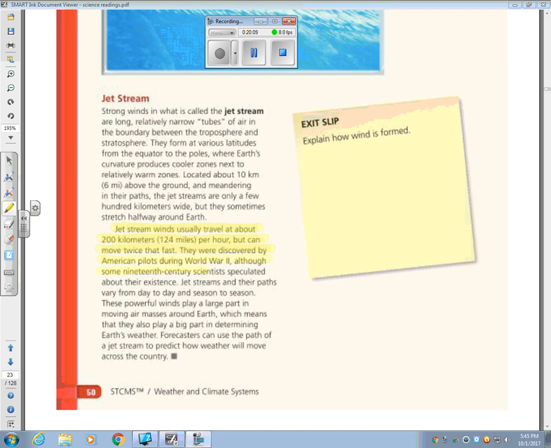Jet streams and their paths vary from day to day and season to season. These powerful winds play a large part in moving air masses around Earth, which means that they also play a bigger part in determining Earth's weather. Forecasters can use the path of a jet stream to predict how weather will move across the country.